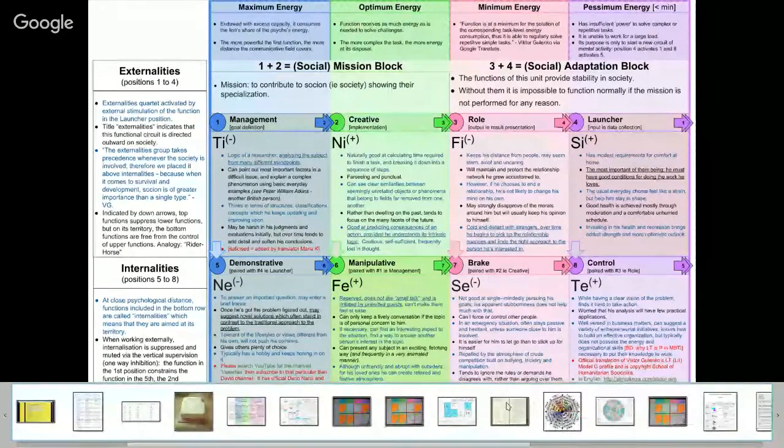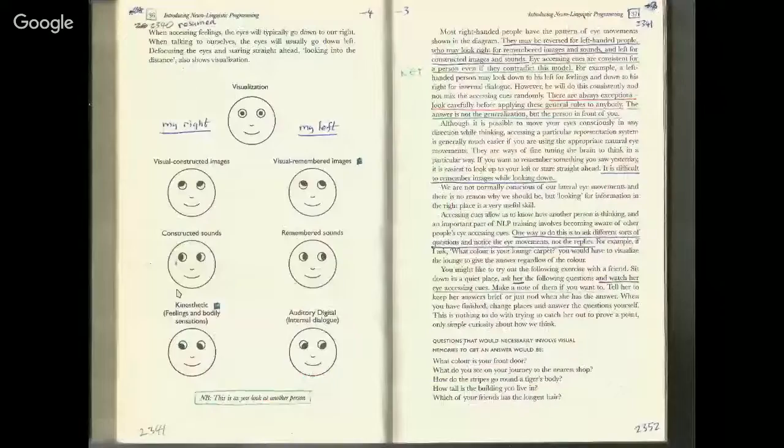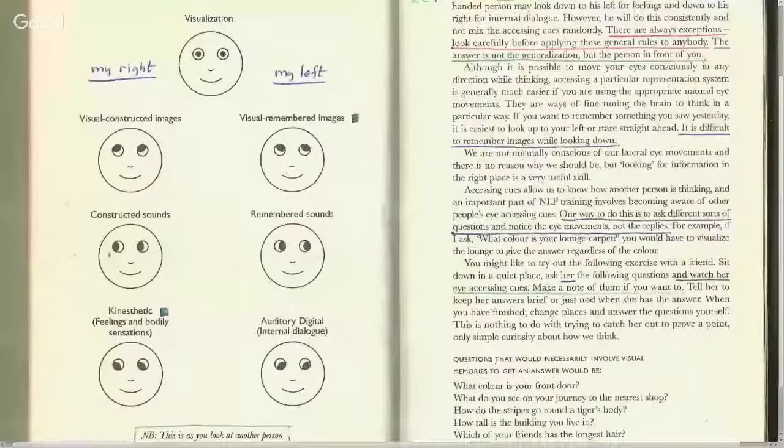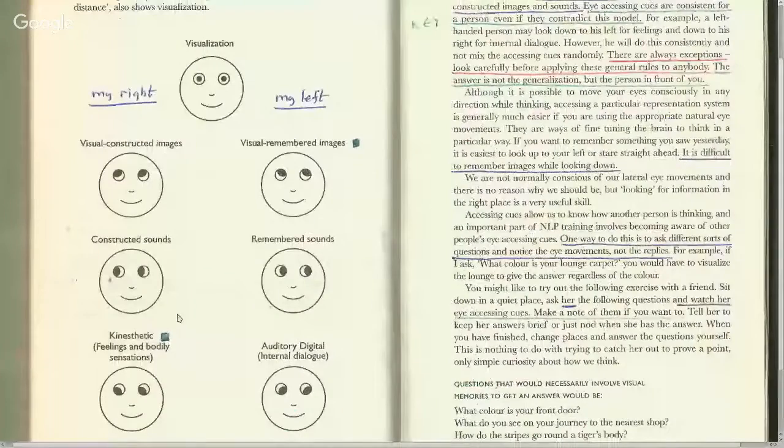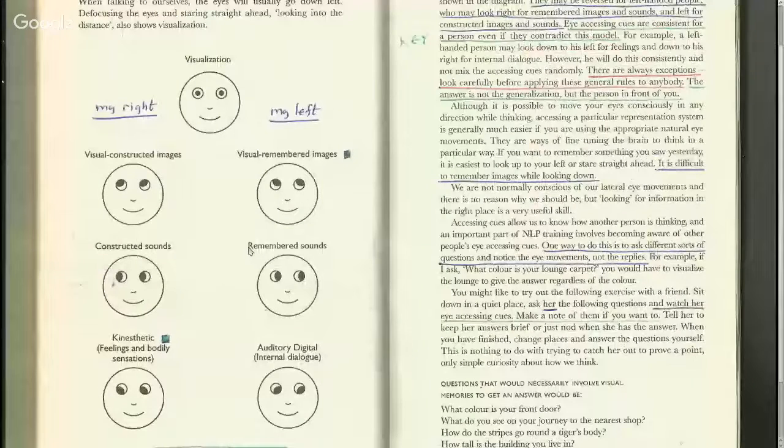Okay, I'll show people the ordinary eye accessing cues. These are the normal ones. And this can be, let's see if it says it's reversed for left-handed people.